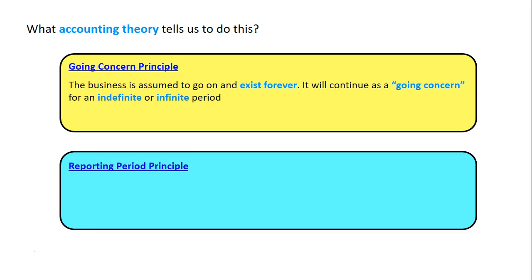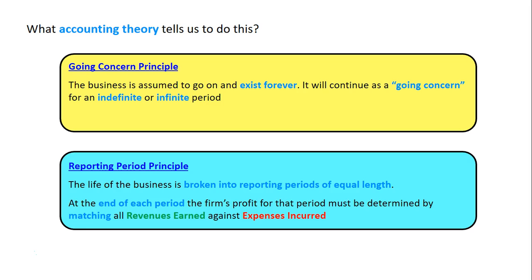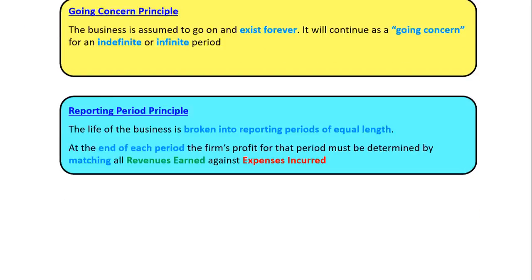We need to balance that out with what's called the reporting period principle. The life of the business is broken into reporting periods of equal length, and at the end of each period, the firm's profit must be determined by matching all revenues earned against expenses incurred. That doesn't really help us much. They're good definitions, but we need to get back to the question.